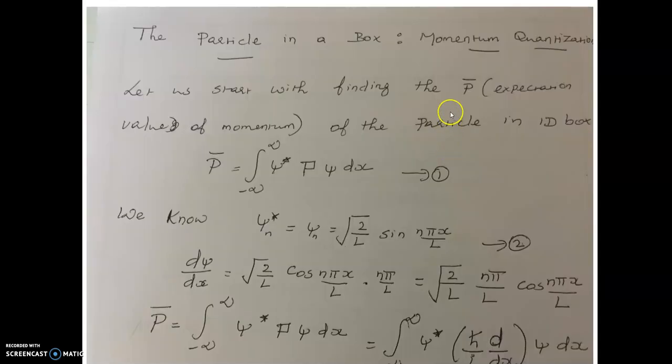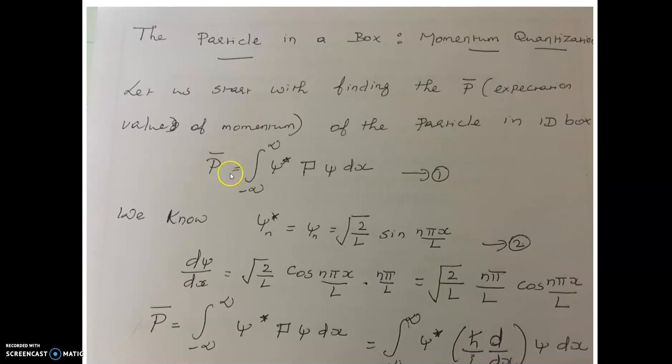In the next session, we are going to see, for the particle in a box, how the momentum is quantized. The particle's momentum is being quantized, how? In order to find the quantized value of momentum, we will start with finding the average value or the expectation value of momentum of the particle that exists within a one dimensional box. So how do you calculate the average value or the expectation value or the most probable value?